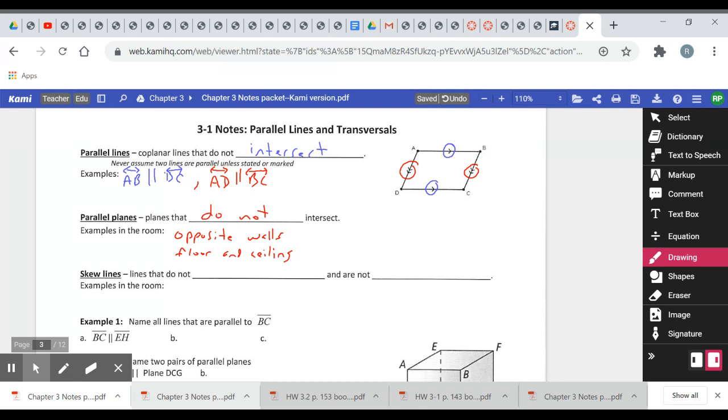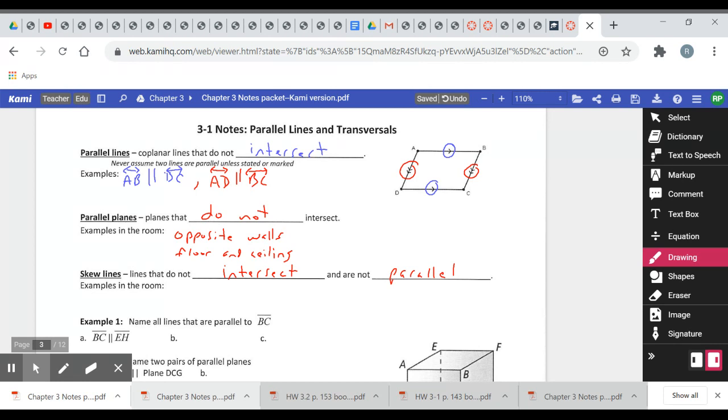All right, skew lines are words that you may not be familiar with. You might not have heard the word skew. So skew lines are lines that do not intersect. They're similar to parallel in that regard, but they are also not parallel. The difference is that skew lines don't intersect, but they're not facing the same direction, and therefore they're not in the same plane as each other. And so they are not parallel.